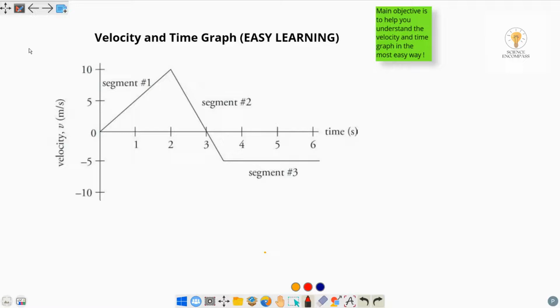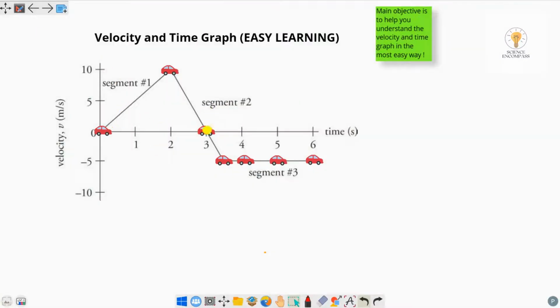Now, let's get back to our graph. So, what do we have here? In front of us, we have this velocity and time graph. On the y-axis, we have velocity that is measured in meters per second. And on the x-axis, we have time measured in seconds. And as you can see, I have kept a car over here. And just by looking at this graph, we can tell how the car moves with respect to time.